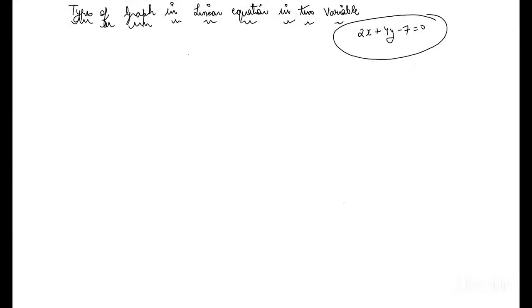Power is 1. The degree of the polynomial is 1. Yeah, the degree of the polynomial is 1. Very good, Edric. Okay, so now, what types of graphs are there in a linear equation in two variables?